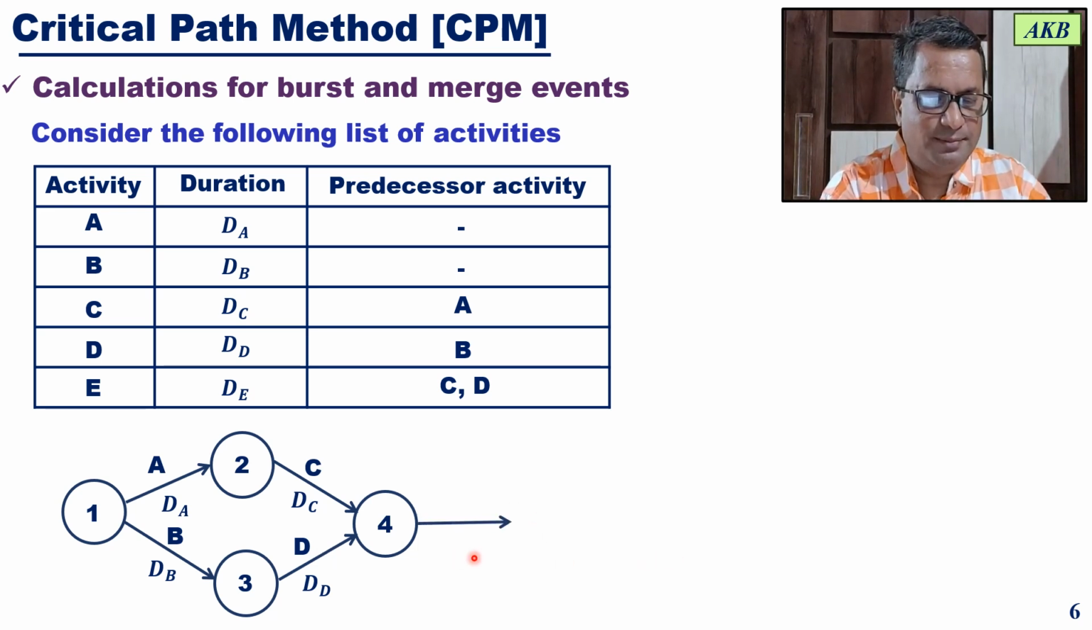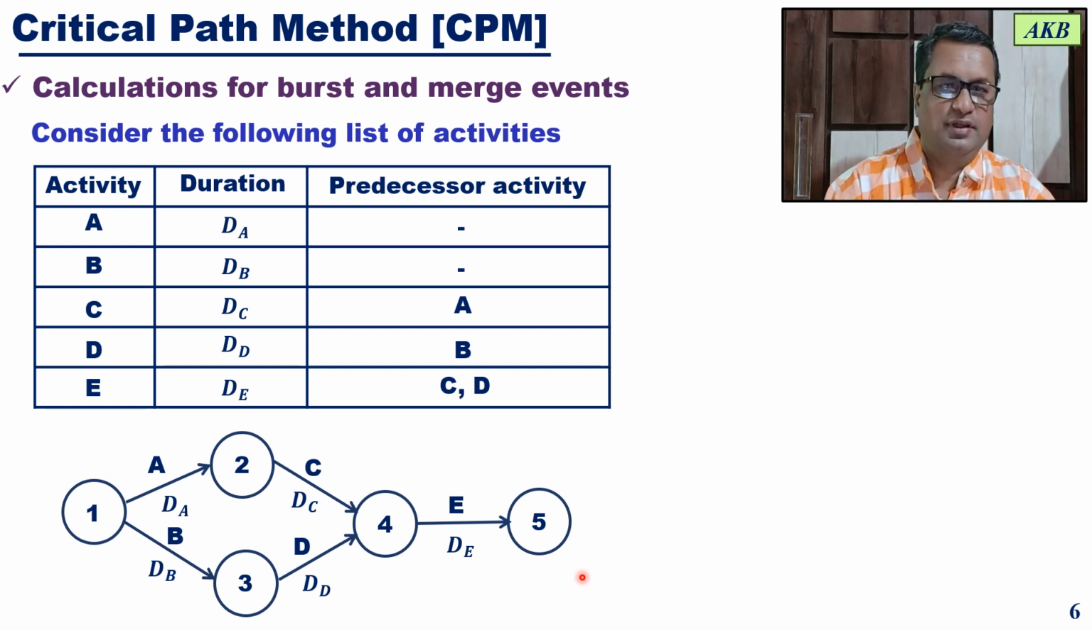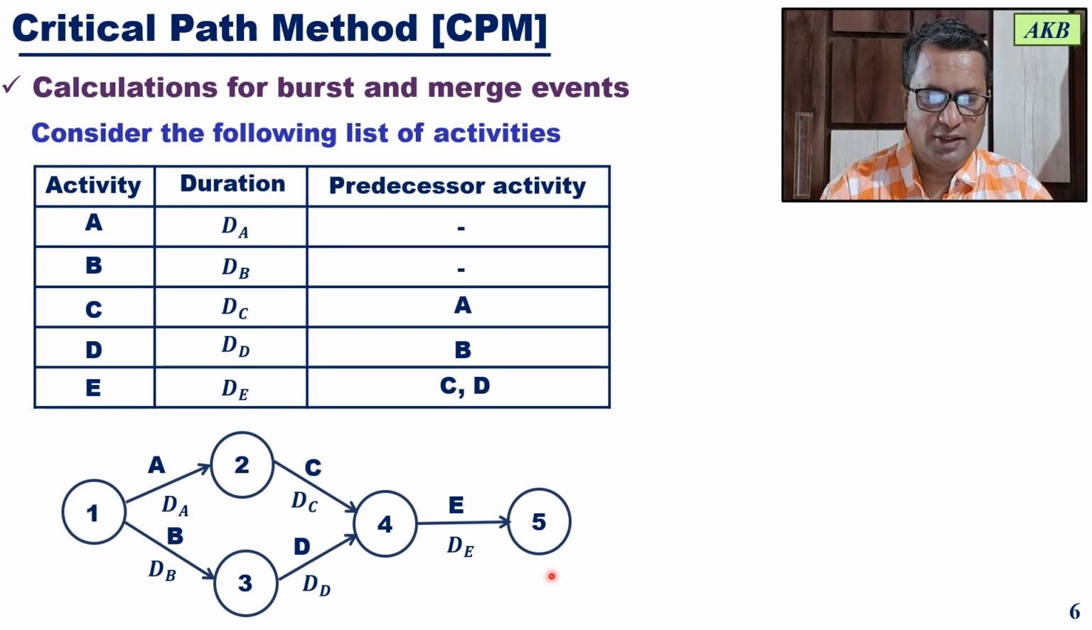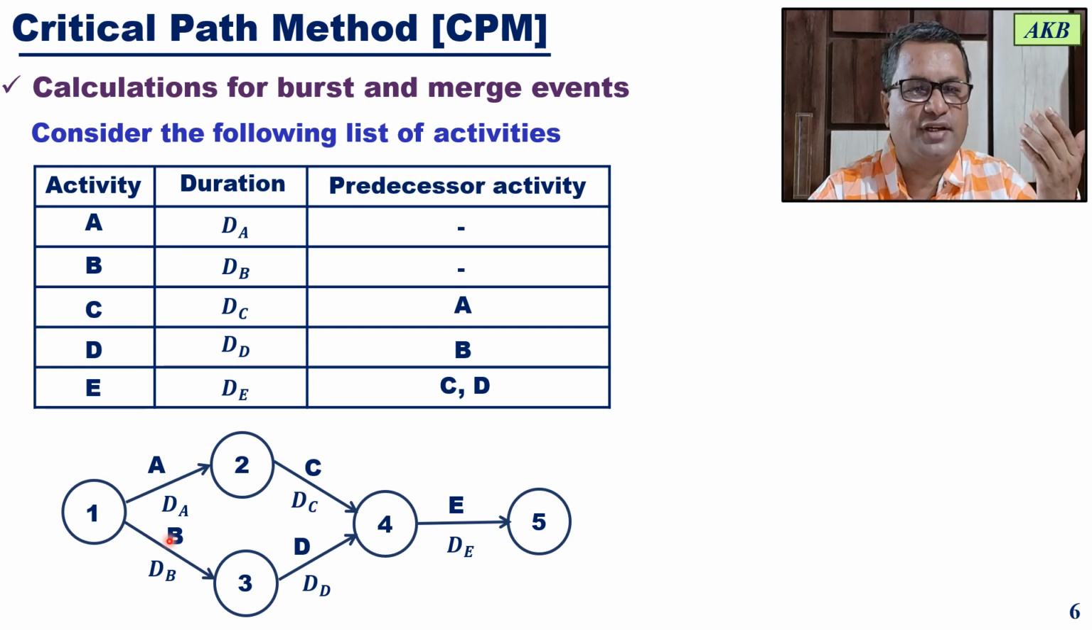Okay. Then from event 4, after C and D are completed, the last activity will start. It will proceed for duration DE, and finally it will end at event 5. Okay. So in this network diagram, there are 5 events, and you can see the start event, that is event 1, is the burst event, because two activities, activity A and B, are emerging out of that event.